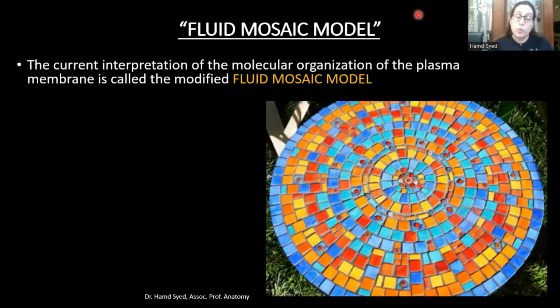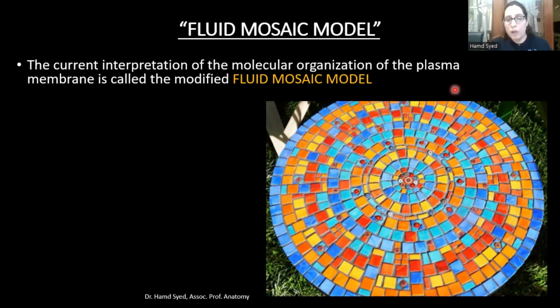But since there have been many advancements in science, when we come to the molecular structure of the plasma membrane, we found out that the plasma membrane consists of molecules. And what are those molecules? We'll be talking about that. But first, let's talk about the appearance of those molecules. They appear to be in the form of a mosaic. Now, what is a mosaic?